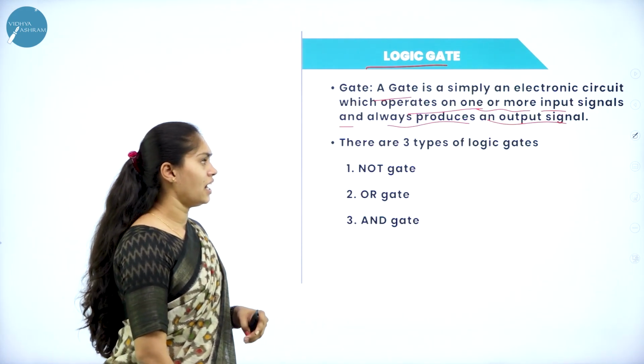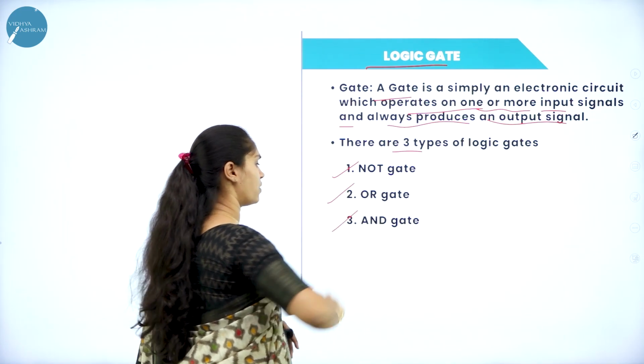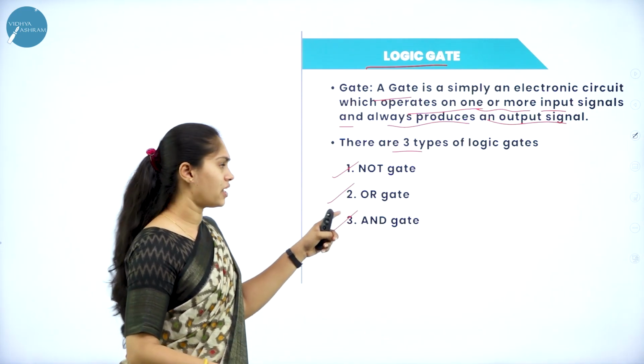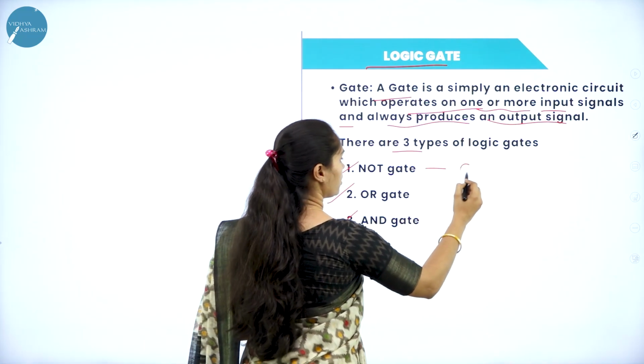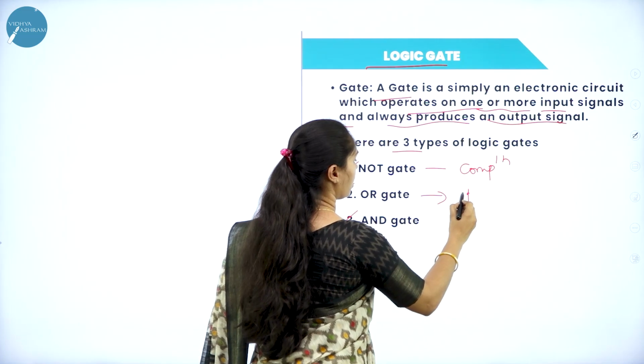So here also it has three kinds of logic gates. It includes NOT gate, OR gate as well as AND gate. Already we know what these operators do, right? So NOT gate is nothing but what? Complementation. And OR gate is related to addition.